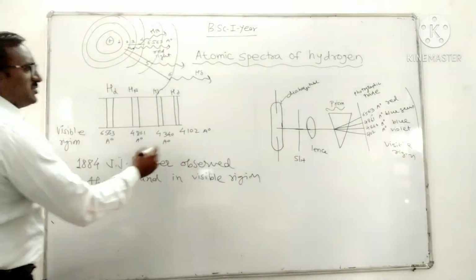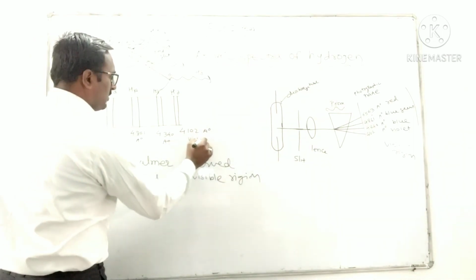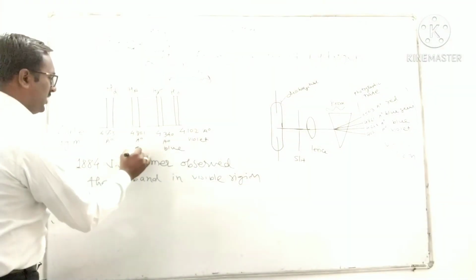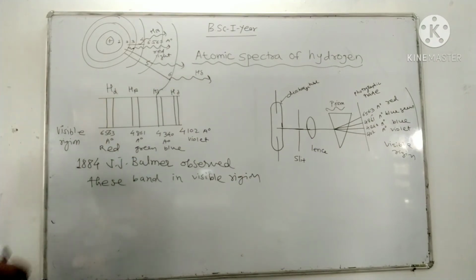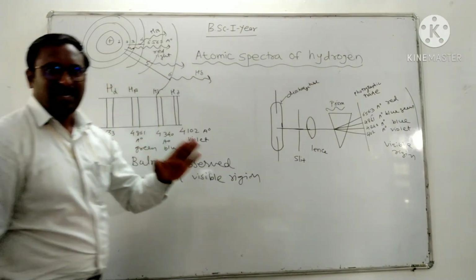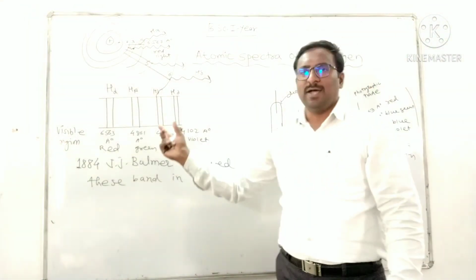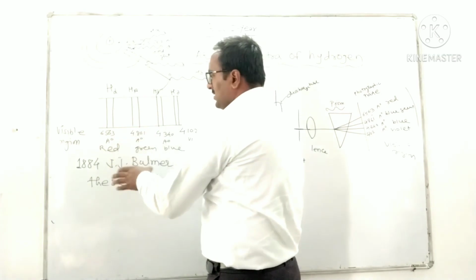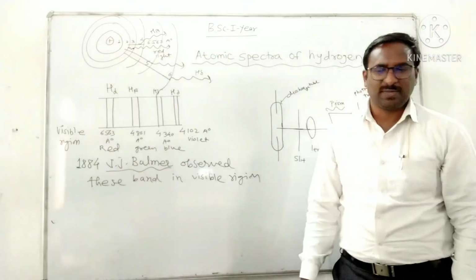That is which type of light? Violet, then blue, then green, and red. So such electronic de-excitation and excitation processes take place, and we get the atomic spectrum of hydrogen. These bands were explained by the scientist Balmer, and it is known as the Balmer series, isn't it?